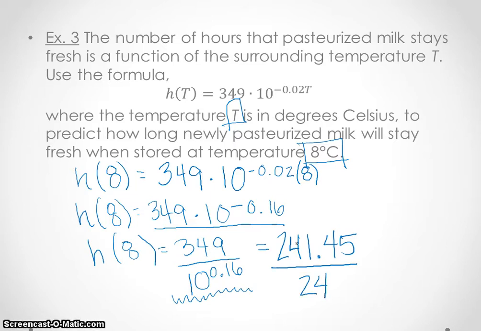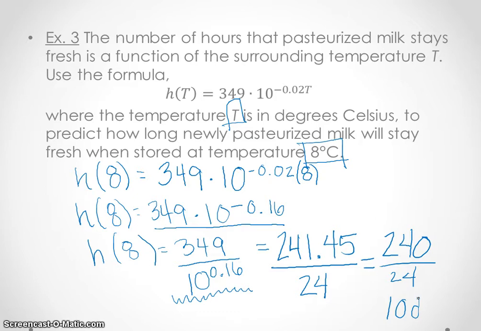So 241. Now, if we just round this, because we don't need to be super exact here, 241 is pretty much 240 for all intents and purposes. The extra hour, well, another hour, that's not going to make much of a difference. Divided by 24. 240 divided by 24, well, that's just going to be 10.